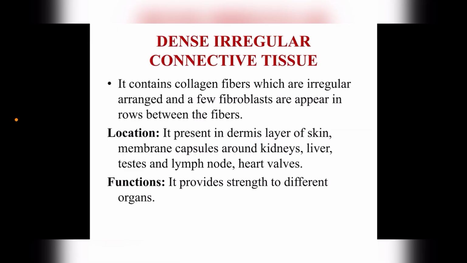Next, we deal with dense irregular connective tissue. Here the collagen fibers are arranged in an irregular way, and only a few fibroblasts are arranged in between the fibers as compared to dense regular connective tissue. Its location is mainly the dermis layer of the skin, membrane capsules around the kidneys, liver, testes, and heart valves. Function: it provides strength to different organs.